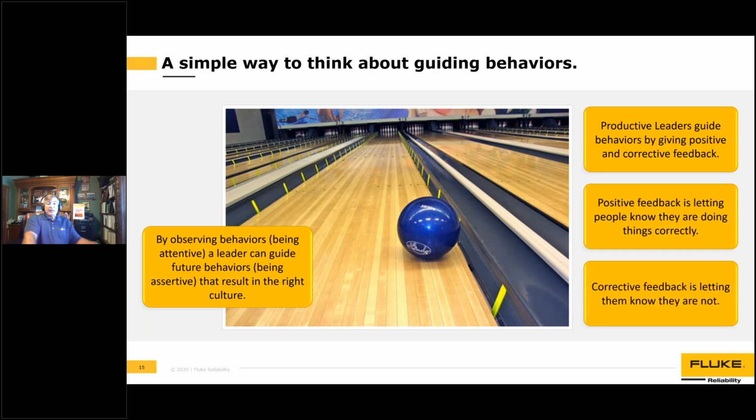And corrective feedback is letting people know that what they're doing is not correct, right? And so there are ways to do that correctly. You never want to embarrass people. You don't want to correct them in public in front of other people. You want to be respectful while you're doing it, but you still need to do it. You can't put it off because it's uncomfortable for you, okay?